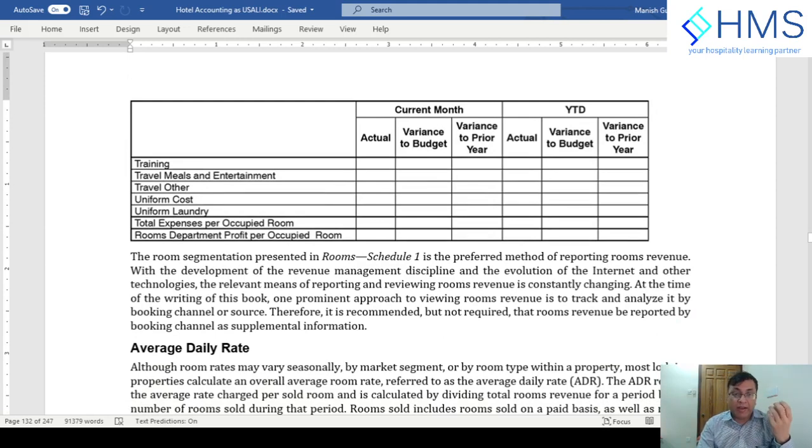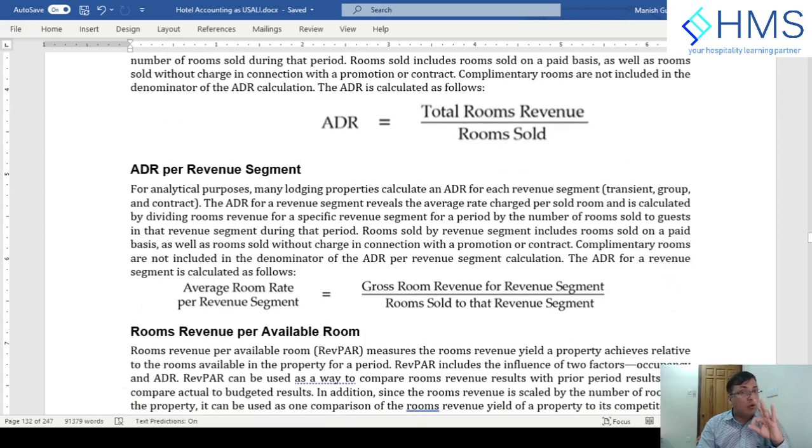Now let's look at a couple of formulas which we have discussed earlier but we have not really explained. The average daily rate, how we are going to calculate is by room revenue divided by the rooms sold. Here is room sold, not the total room occupied. Only the paid room sold, which is the transient, the group, and the contract, and the total room revenue. Now, the total room revenue includes other room revenue as well.